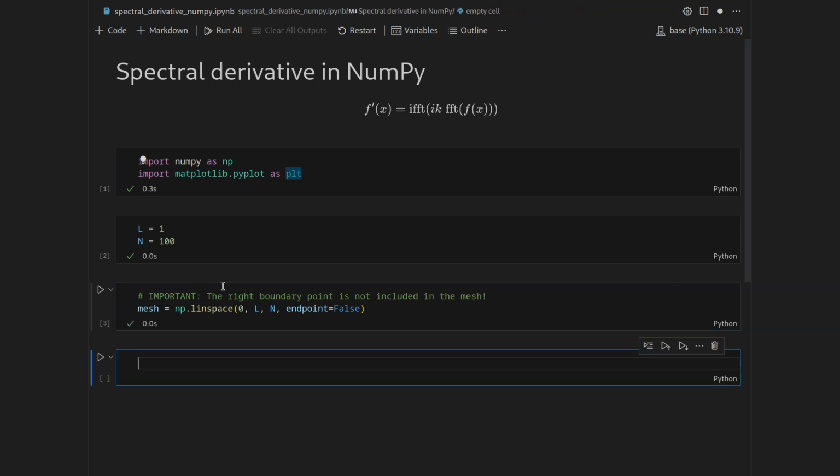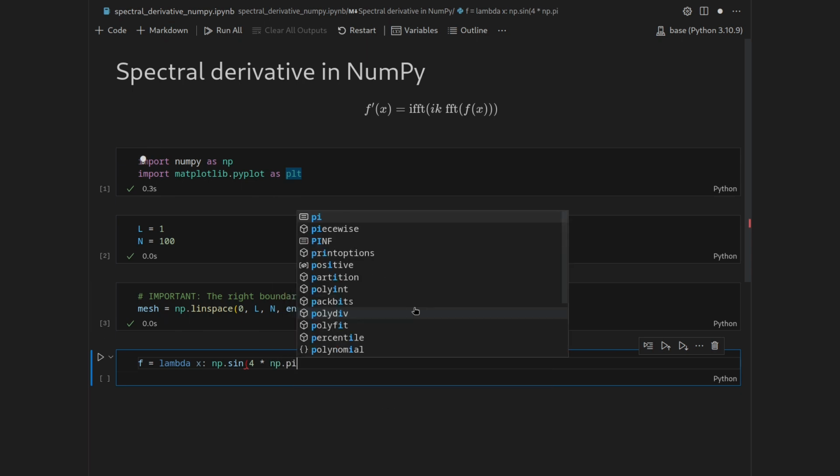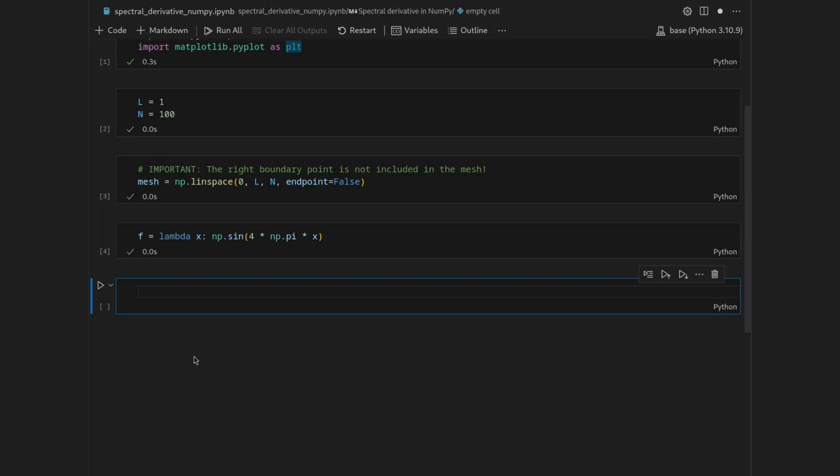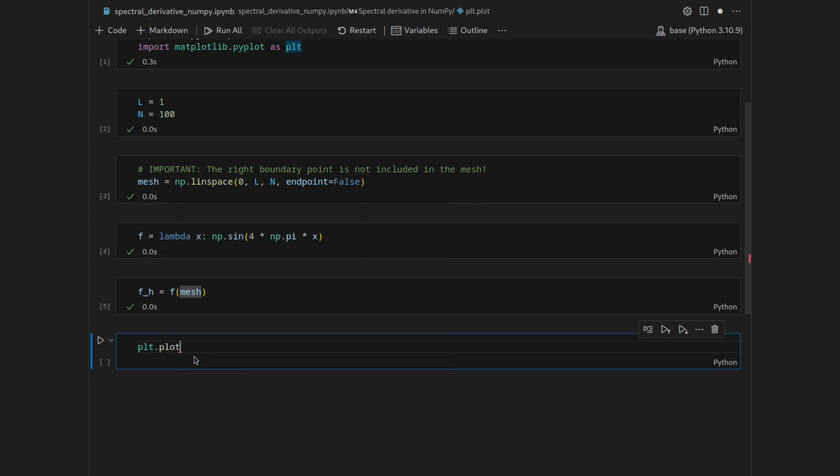Then I have a very simple function that we want to differentiate, which is a function in x, and it shall be given as the sine of 4 times pi times x. Then let's evaluate the function at the mesh points and call this f_h, being f applied to mesh. And then we can plot the function with mesh and f_h and give it the label, I want to say, original. Let's also activate the legend in our plot.